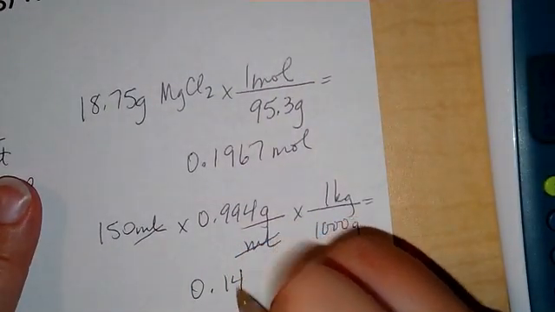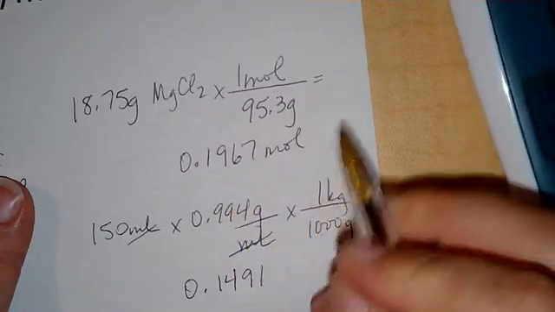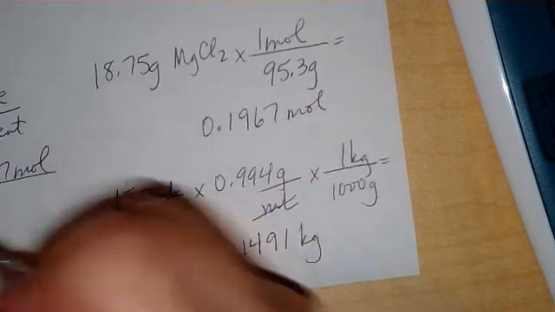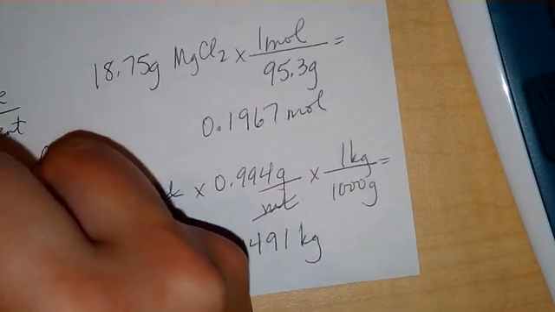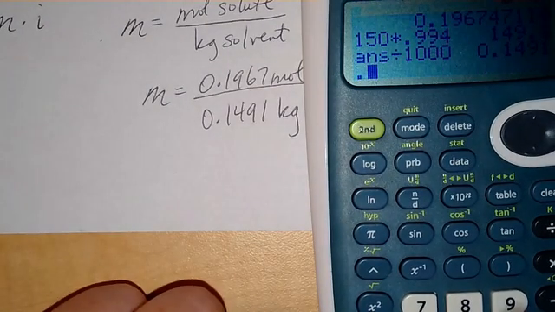Alright, so we have our moles, we have our kilograms. So now we're just going to do our ratio. 0.1967 divided by 0.1491 gives us 1.3 for our molality. Alright, so then we can plug that in over here.